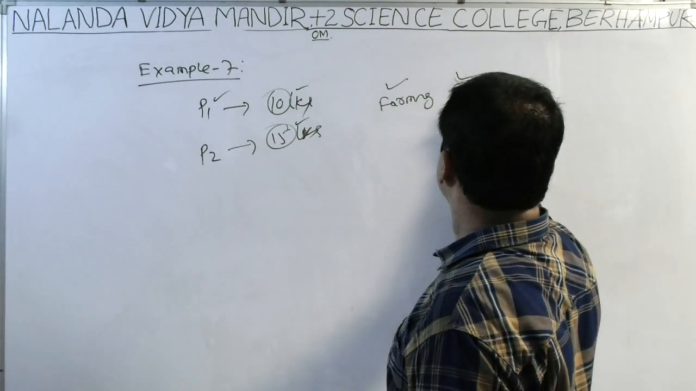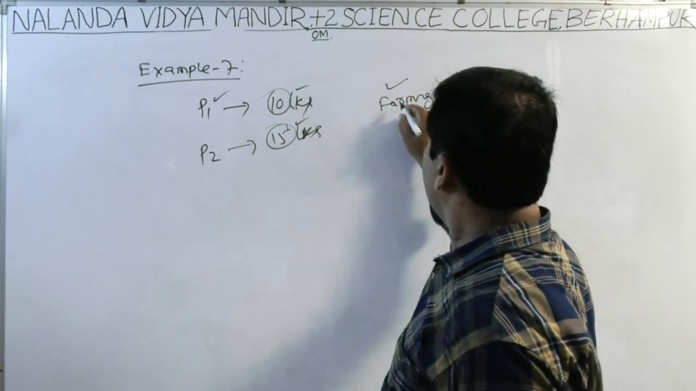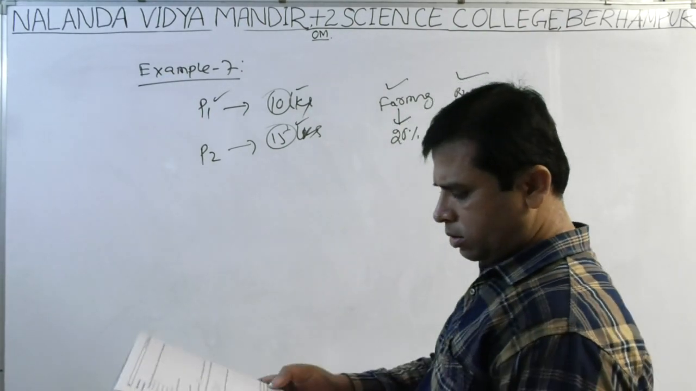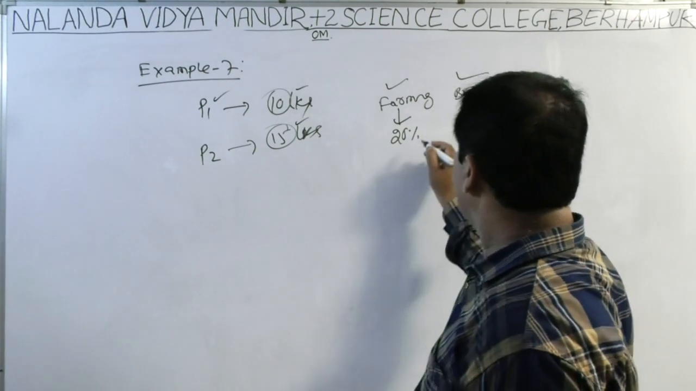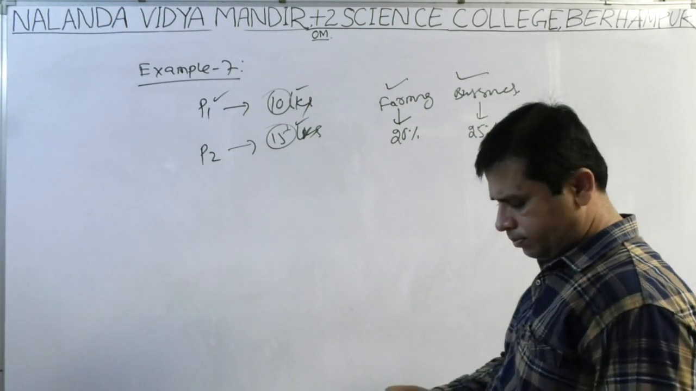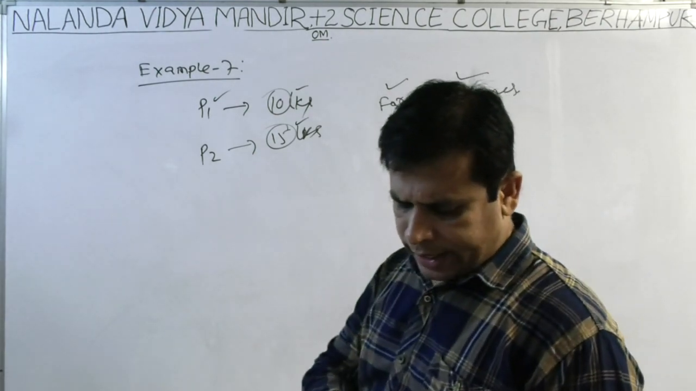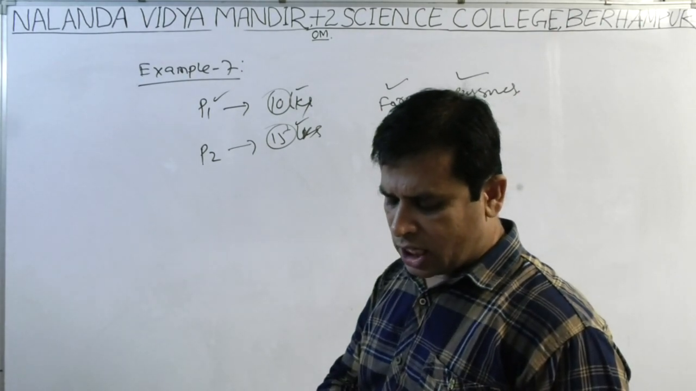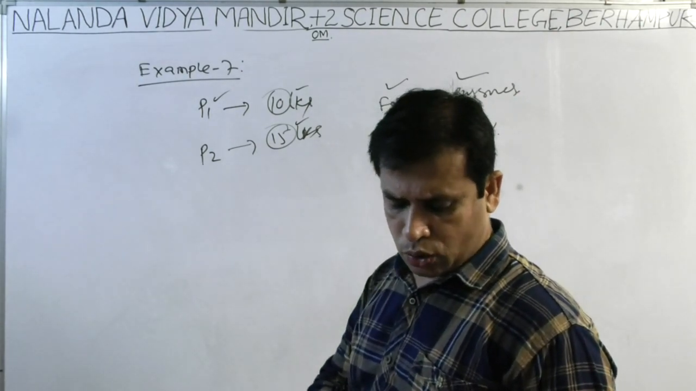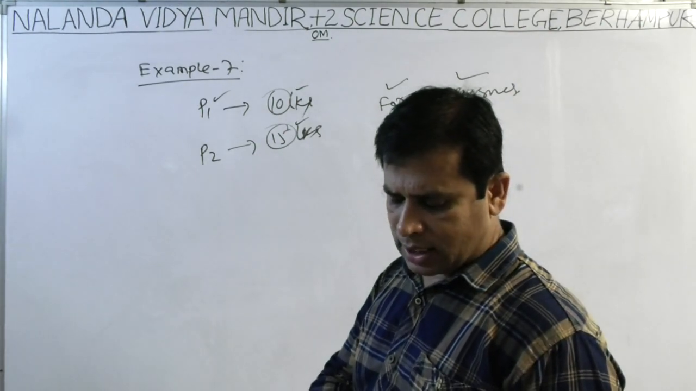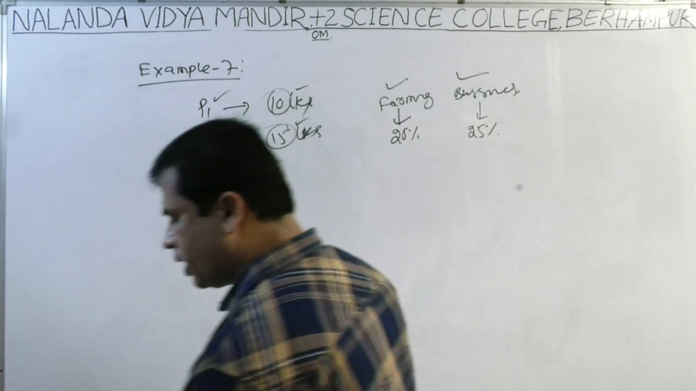In farming, the rate of profit is 20%. In business, profit is 25%. Determine how they can divide their investment in the respective sectors so as to get total annual profit of 2.3 lakhs and 3.5 lakhs respectively.